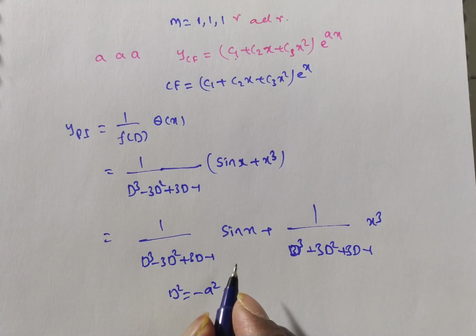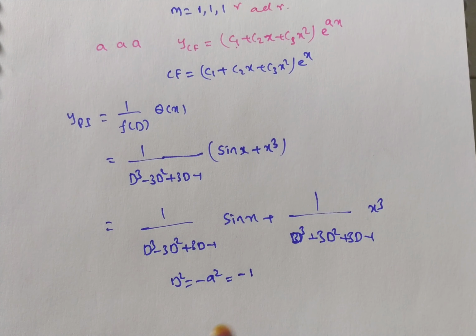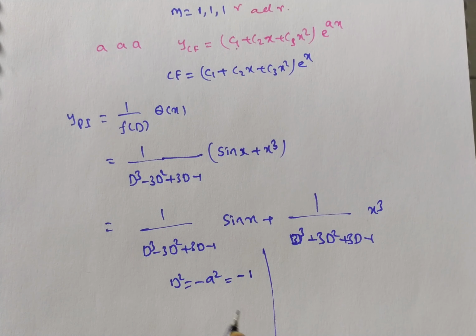But here in place of a, ax is equal to x only. So a is equal to 1. So we have to replace D square by minus 1 in this case. Next, you see, I am doing this first part first. Later I will do the second part, and then I will add them to get the total particular integral. So this one I am considering as PI1.